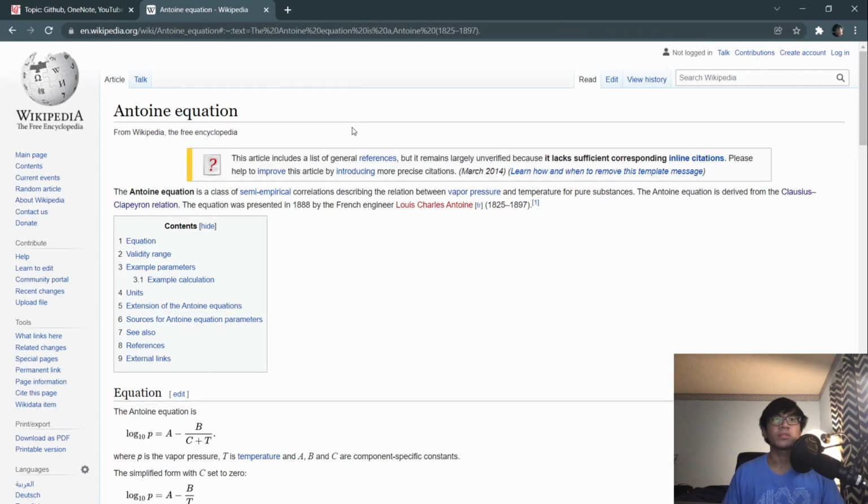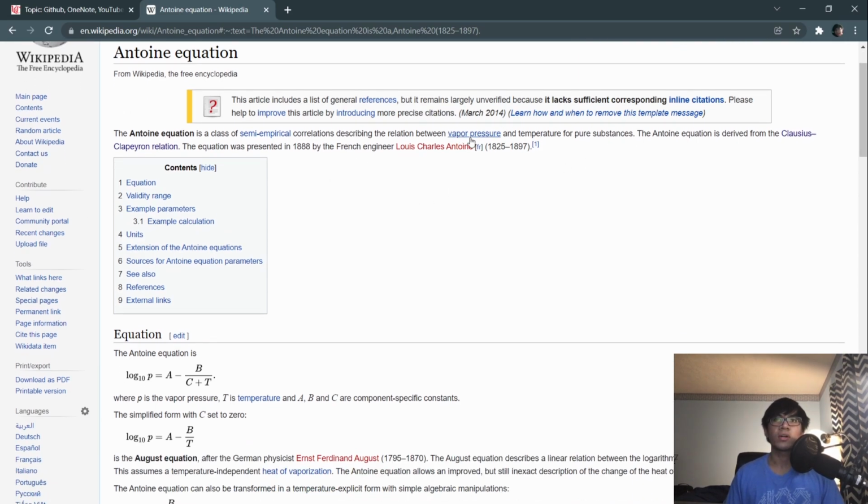All right. So the Antoine equation is semi-empirical, which means that it's based on both theory and experimental data. It's basically a relationship between vapor pressure and temperature for pure substances. And why is that relevant? Well, the water we had was a pure substance, and the whole problem of that last video was trying to get it to a pure substance and getting the air out of the system.